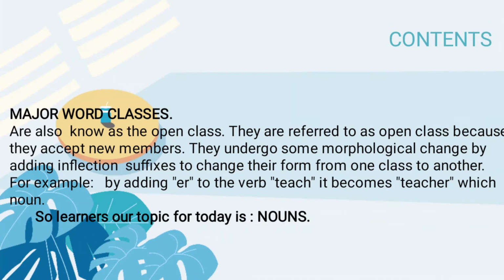Major word classes are also known as open classes. They are referred to as open classes because they accept new members. They undergo some morphological change by adding inflection to change their form from one class to another. For example, by adding -er to the verb teach, it becomes teacher, which is a noun. So learners, our topic for today's lesson is nouns.